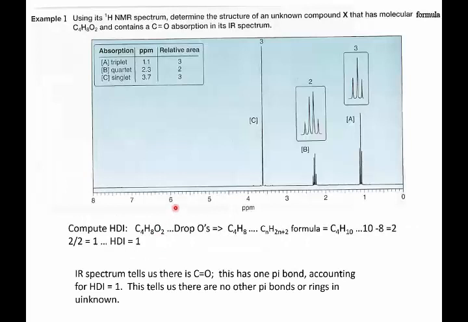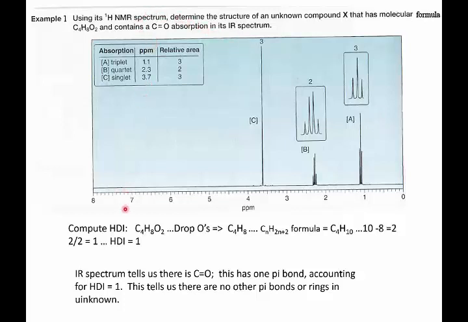Example number 1. All right, our unknown is called compound X. The very first thing we're going to do is look and see if the molecular formula is given, and it is C4H8O2. As well, it contains a carbonyl group, and that's determined by its IR spectrum. Notice they're not giving us the actual wave number values, but they're just telling us straight away it's got a carbonyl group.